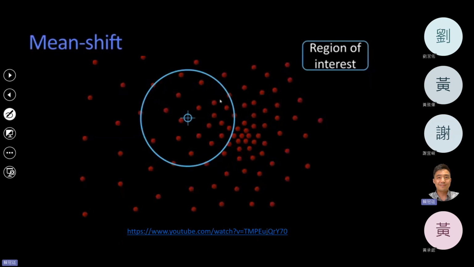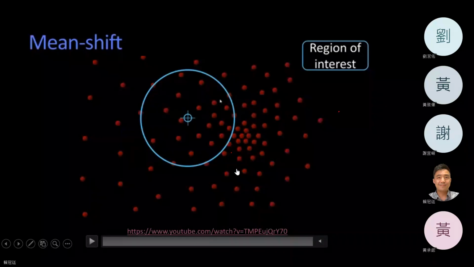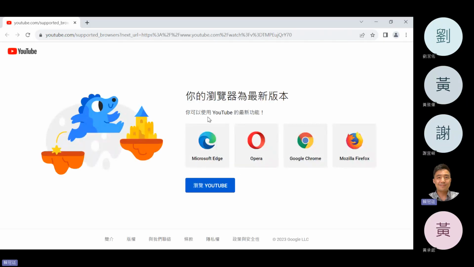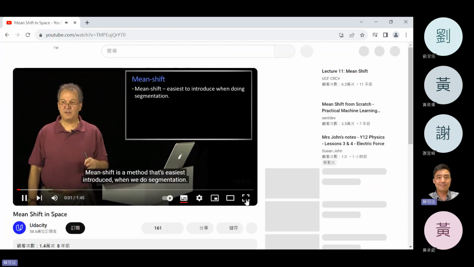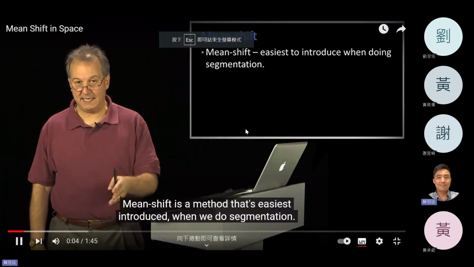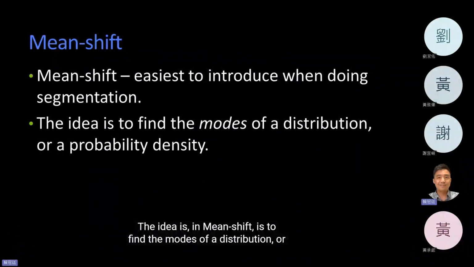One of the problems with K-means is that we need to know the number K before doing clustering, right? In practice, we can use multiple probability distributions. Mean shift is a method that's easiest to introduce when we do segmentation. The idea in mean shift is to find the modes of a distribution, or of a probability density.